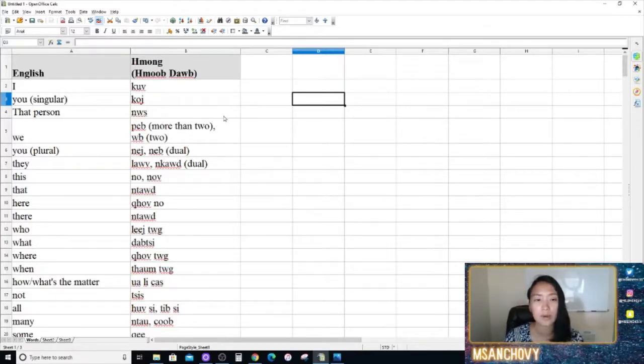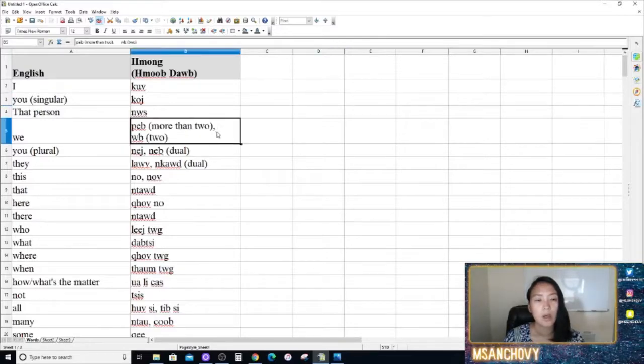Nu is that person, so it could be a guy, it could be a girl, it's a person. We is, there's two words. So we have bei, which is 3 or more. And then we have u, which is 2 people only. We never use u for more than 2 people. That is wrong. That is very, very wrong.